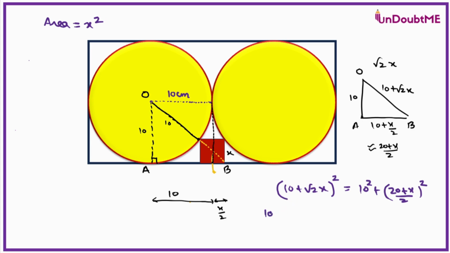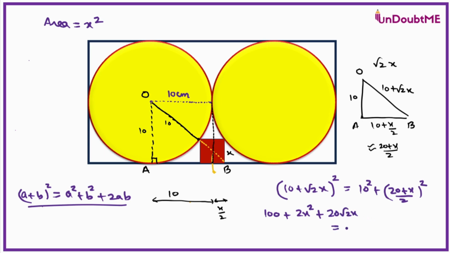So let us expand it. It will be 100 plus root 2x whole square, which will be 2x squared. Then the next term is 2 times a times b. I'm just expanding it using the formula a plus b whole square, which is a square plus b square plus 2ab. You can do it in any way you want. So it will be 2 times 10, 20 root 2x. On the other side, I have 100 and then 20 square is 400 plus x squared plus 40x over 4.